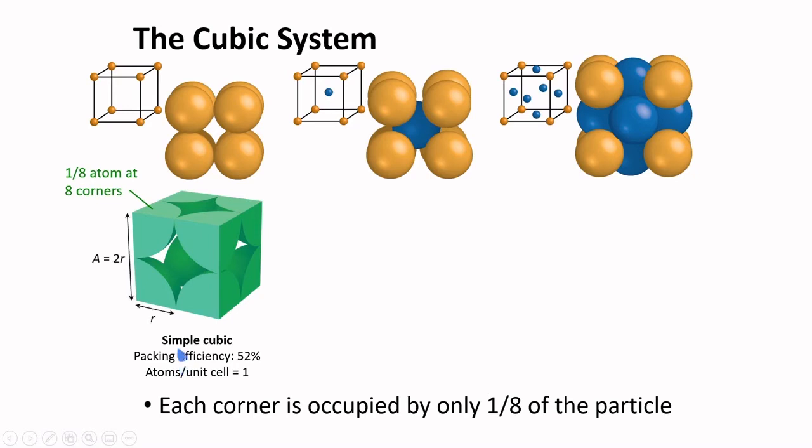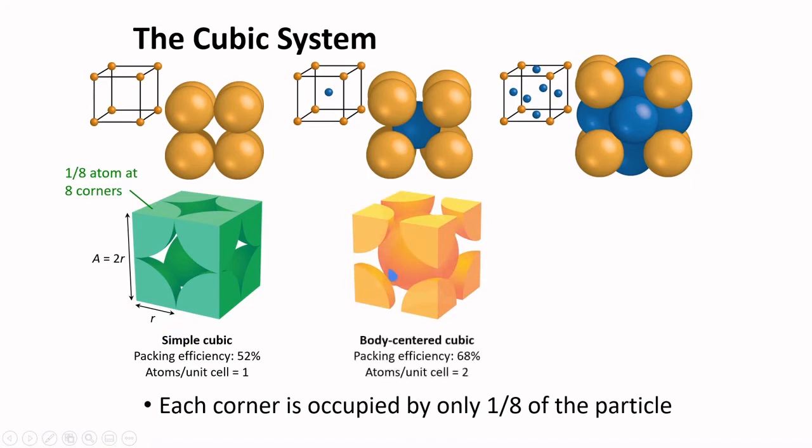If we are to determine the radius of the particle, we can just take the length of one side, and taking note that each side is 2r, or twice the radius, the radius can be easily calculated. For body-centered cubic, the packing efficiency increased to 68%. If we take the one whole atom in the middle and the 1/8 of the particle on each corner, there will be 2 atoms per unit cell.